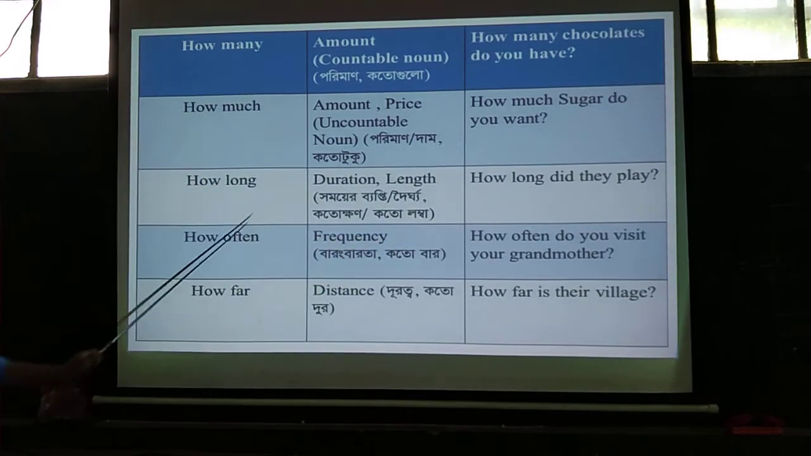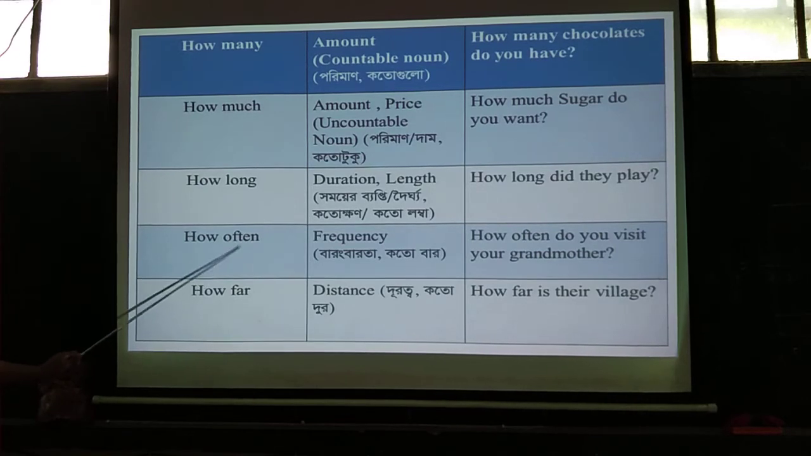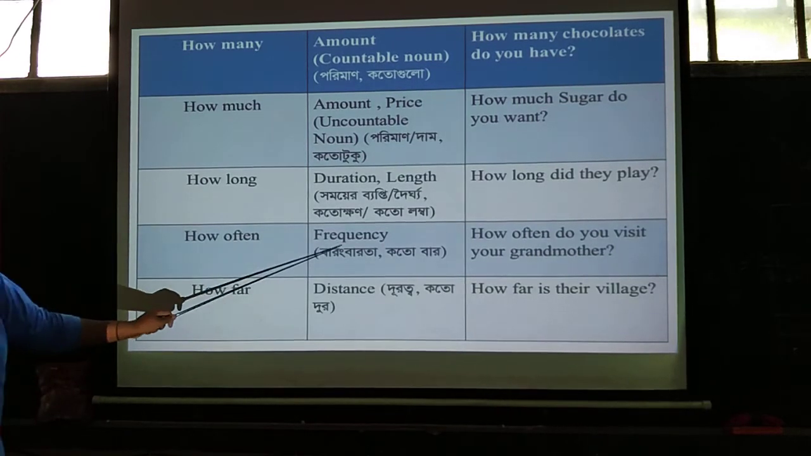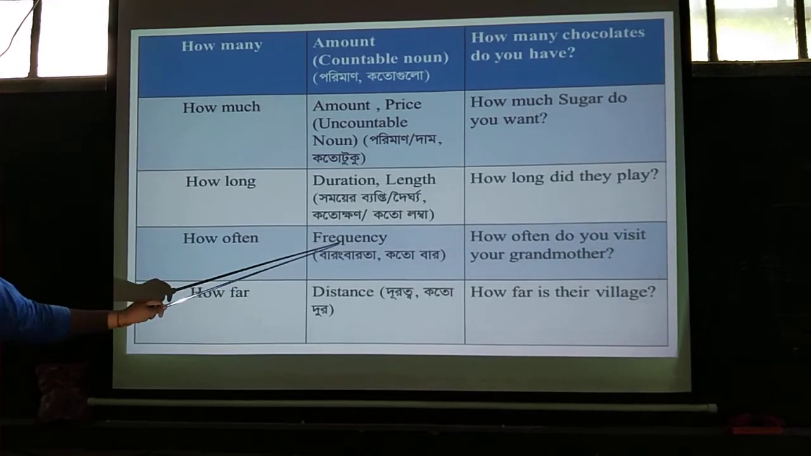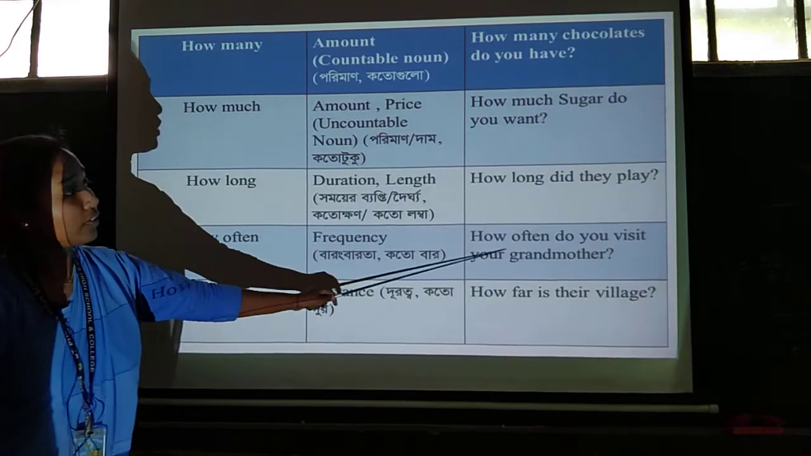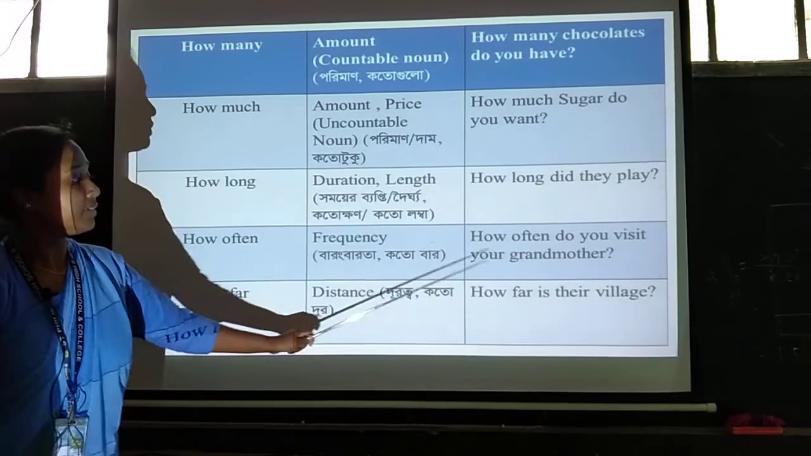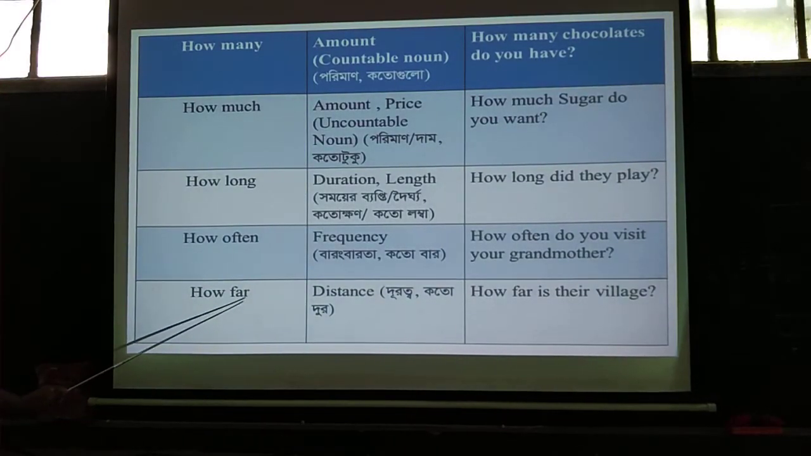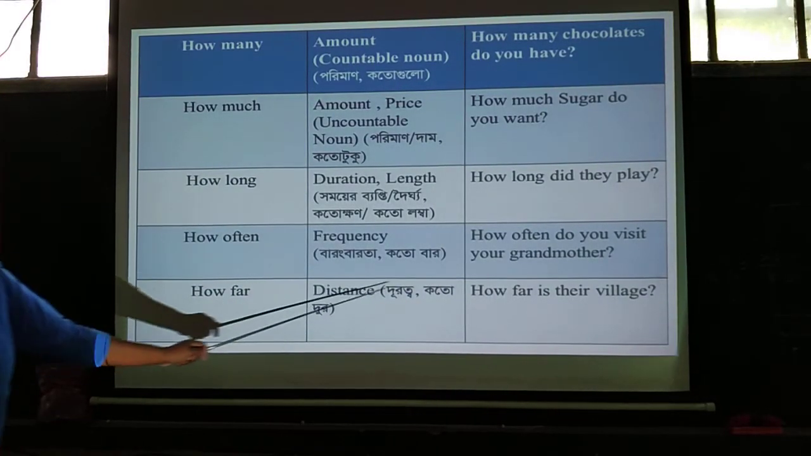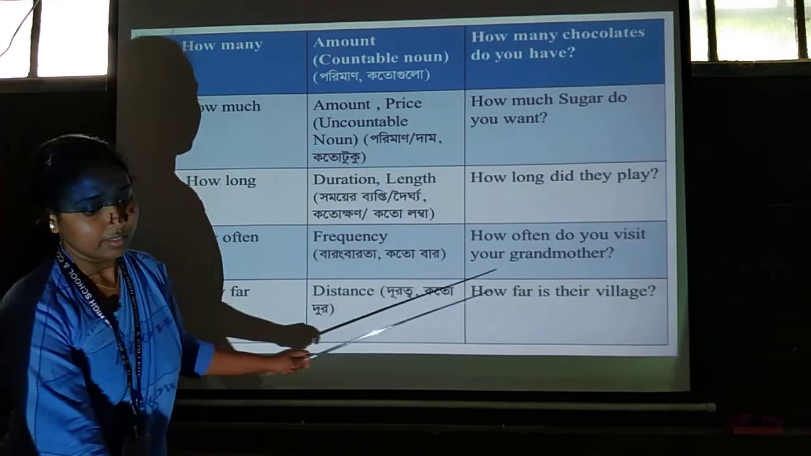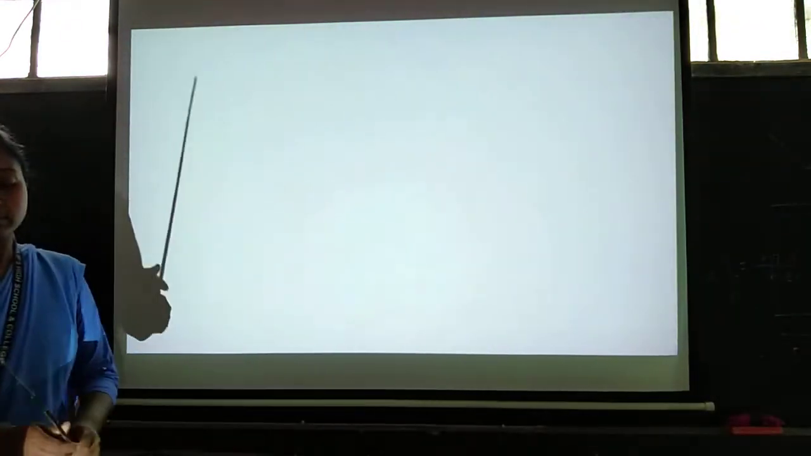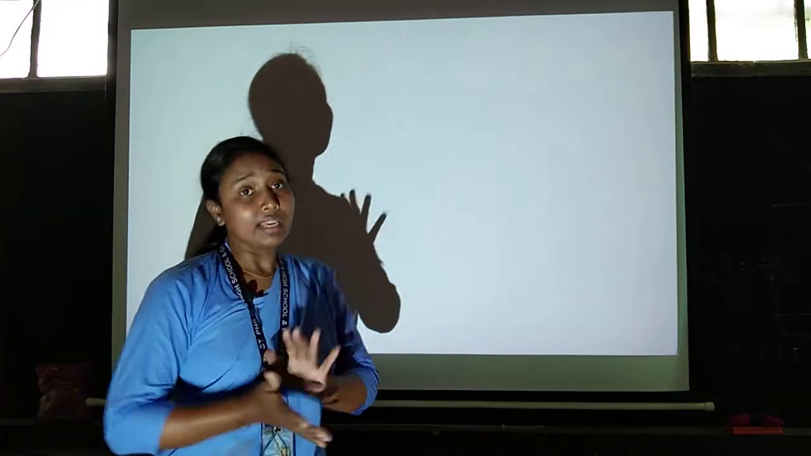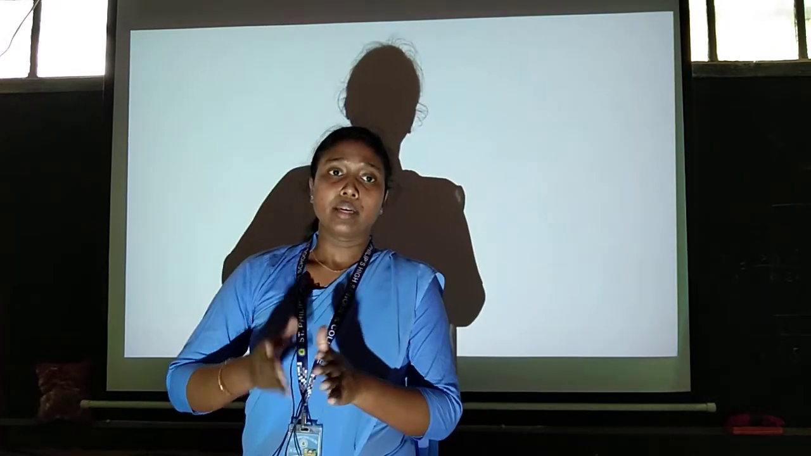How often, we use it to ask the frequency, like how often do you visit your grandmother. And how far, we use it to know about the distance, like how far is their village. So dear students, you have to memorize these WH question words and their meaning too, so that you can use them appropriately.